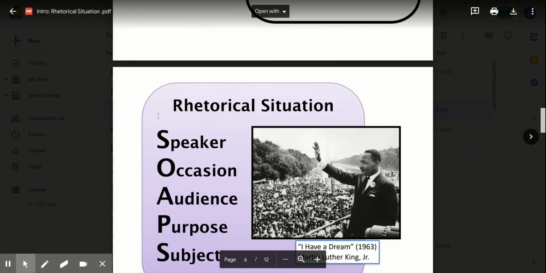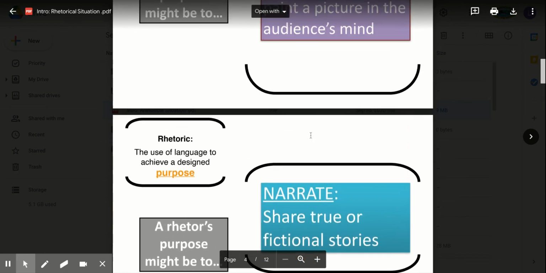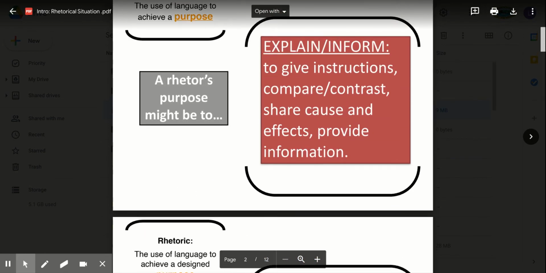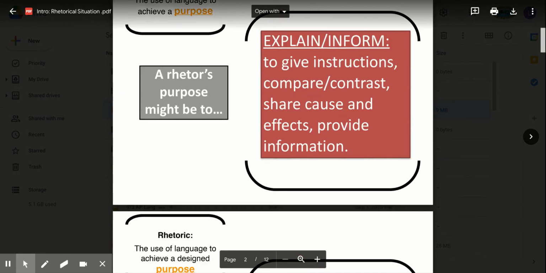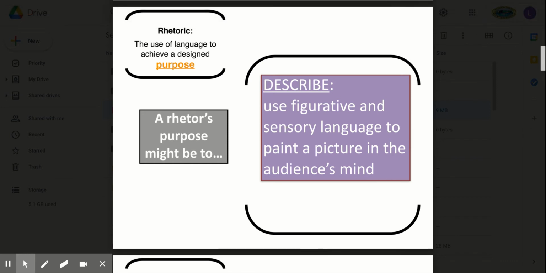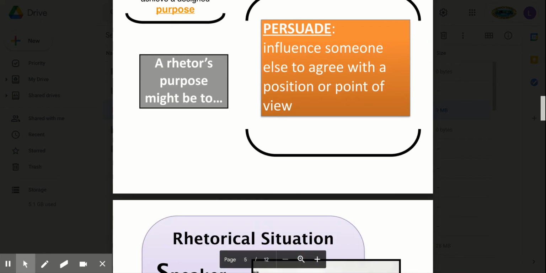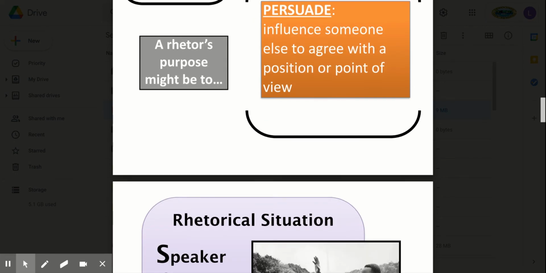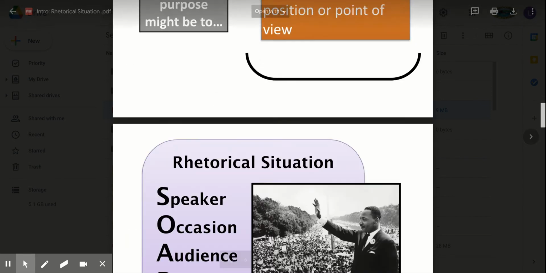So all of these things, and there's more, these are just some examples, but all of these different purposes, in this class, we're going to refer to them as arguments. Even if something like describing doesn't seem like an argument in the sense that you understand that concept, or the way that the word argument is used in our everyday lives. In an academic composition course, the word argument, all it means is a purpose, a designed purpose.